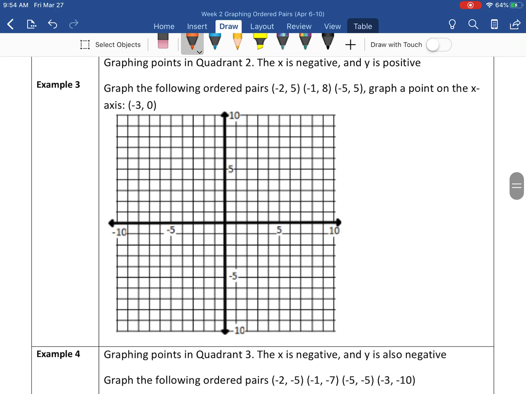Okay, now we're going to graph in the second quadrant. This is where x is negative and y is positive. So we're going to graph our following ordered pairs. It's just instead of going to the right and then up, since x is negative, we need to go to the left. And then since y is positive, we're still going to go up.